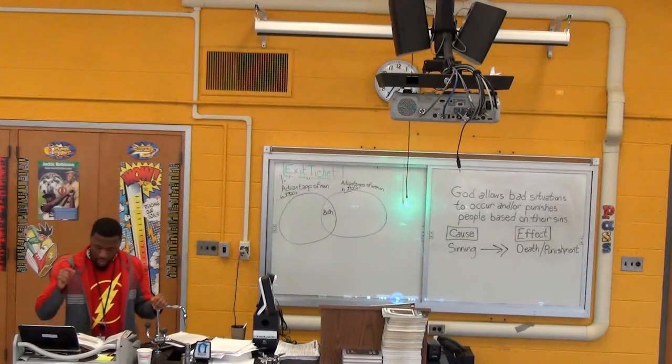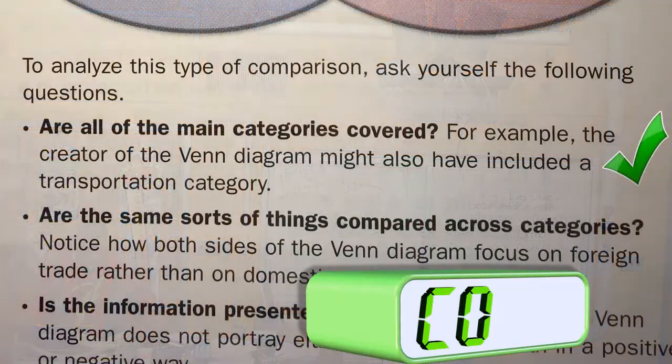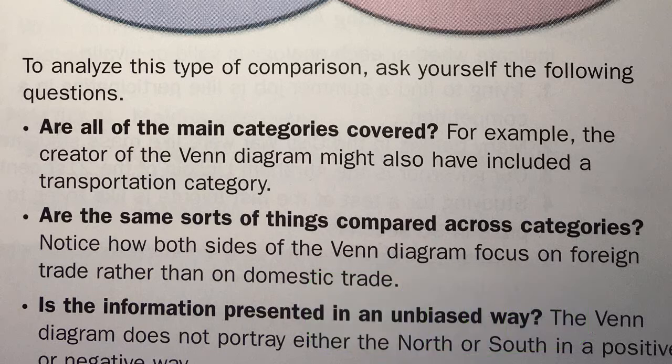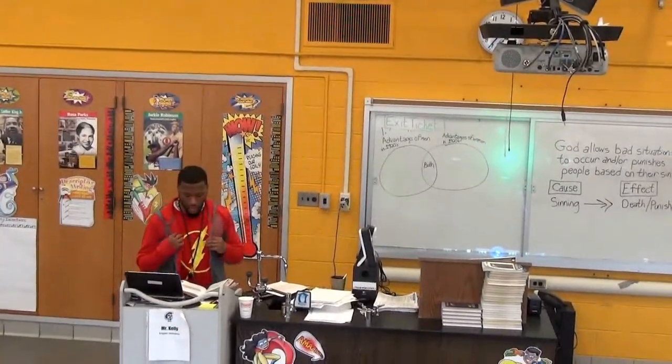At the bottom of there, make sure you get the 3 bullet points for comparison and contrast. You have to make sure that you cover all the main categories. Okay, make sure all the main categories are covered. Next, are the same sorts of things compared across categories. And lastly, is the information presented in an unbiased way. Okay, make sure you aren't getting information that favors one over the other.